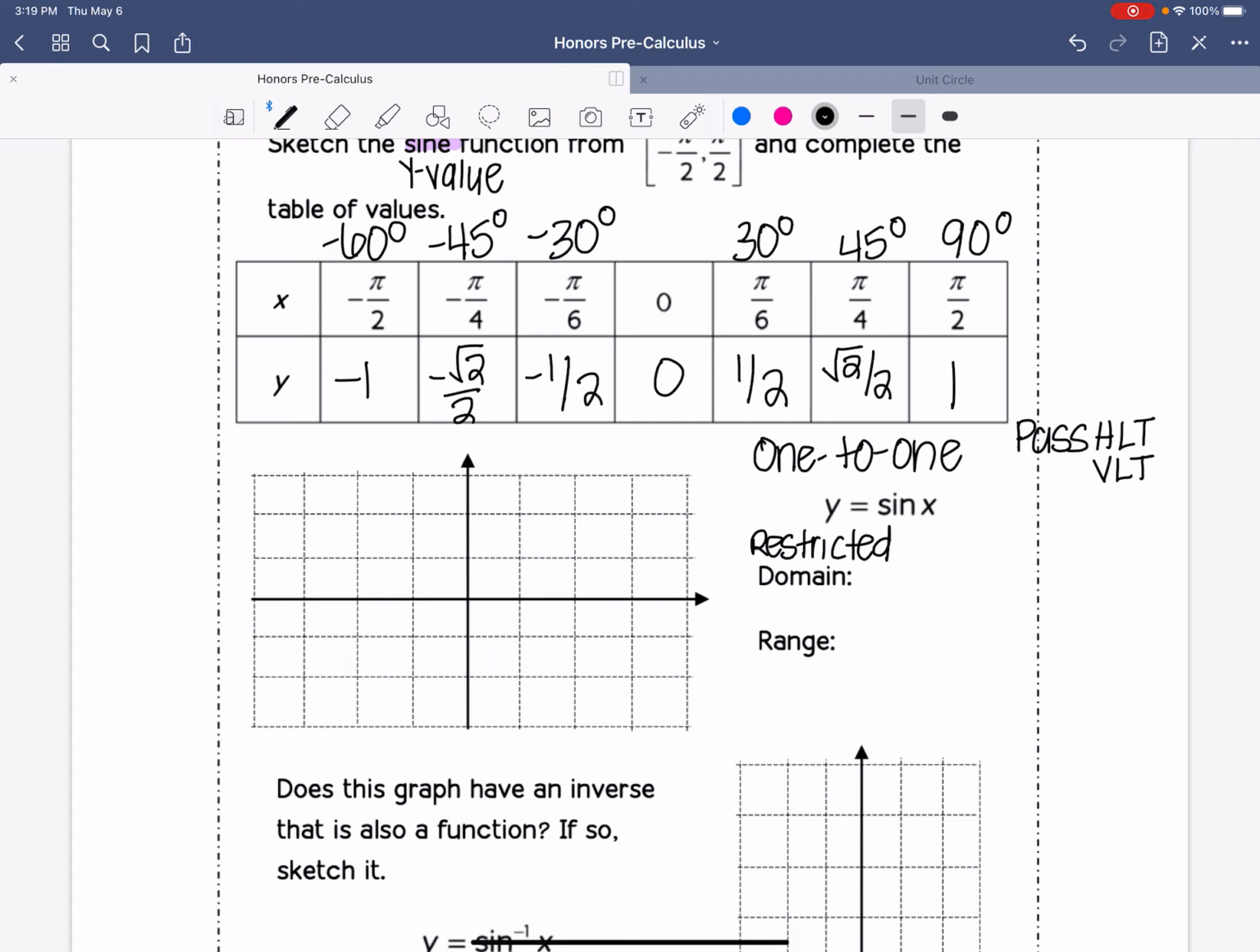So when I label this, I'm just going to label this 0. I'm going to do 45 degrees, 90 degrees. This is negative 45 degrees, negative 90.